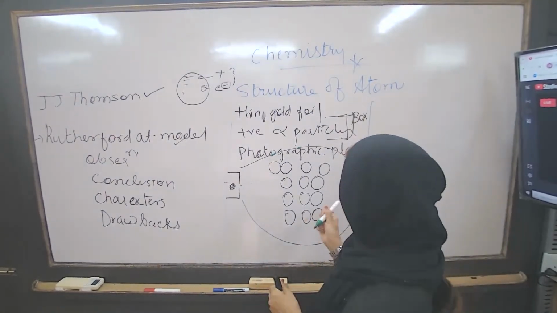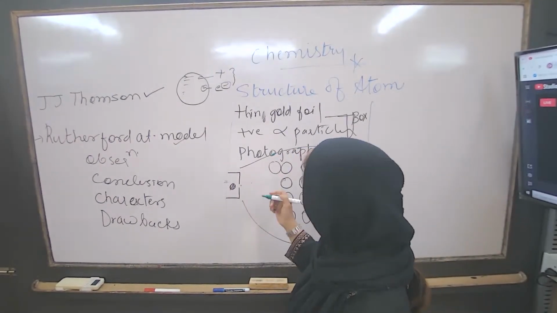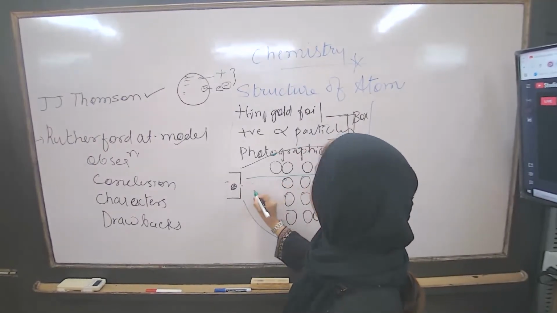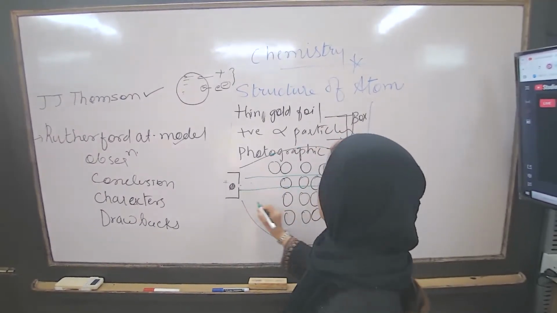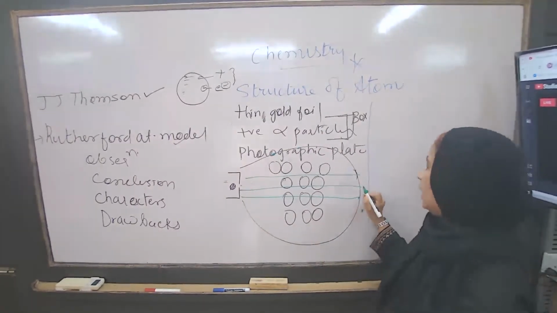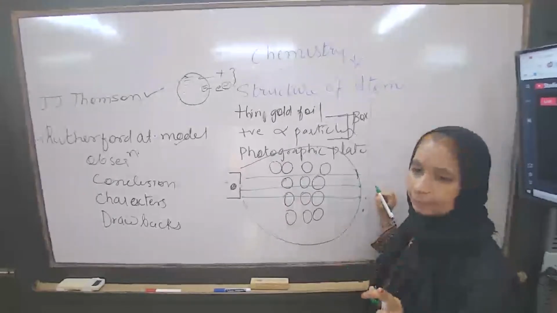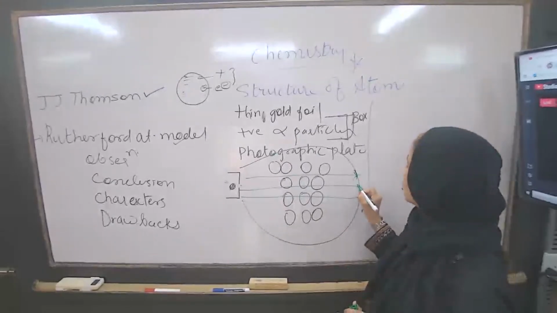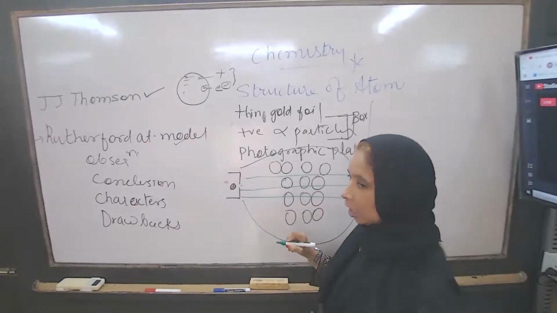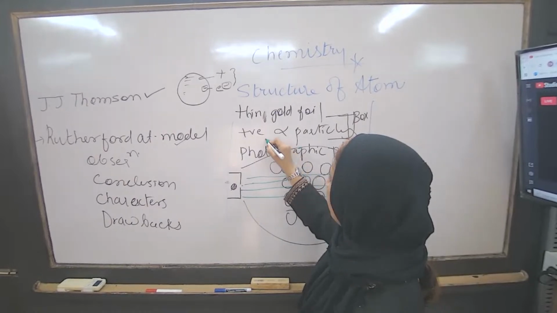He observed that when these alpha particles are allowed to pass through the gold foil, most of the alpha particles pass in this way. Yes, it shall be. Okay, when they strike this particular area, this photographic plate glows for few seconds. Okay, this is for most of the alpha particles. Then some of the alpha particles were deflected by some angle.